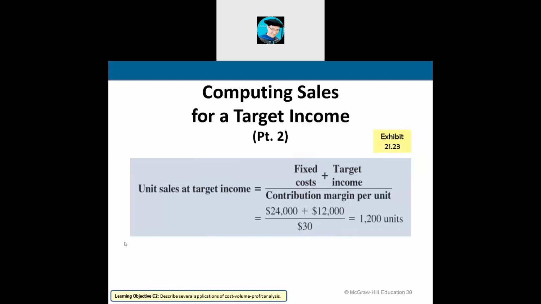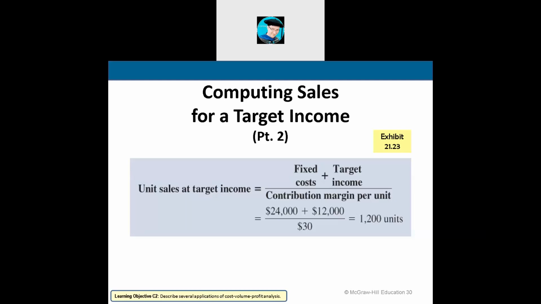I can also find my target income by determining the number of units I need to sell to get to it. So we take our fixed costs plus our target income, just like before. But the only difference here is we're dividing it by our contribution margin per unit. And this will tell us the number of units we need to sell in order to get $12,000 of net income.